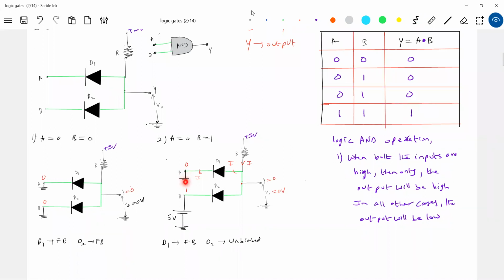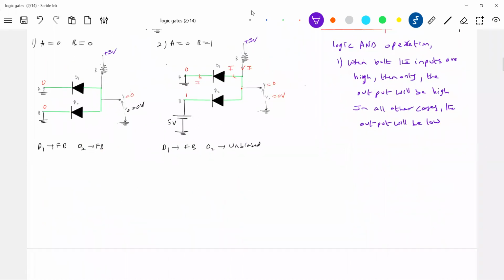So V naught equal to how much? 0. But sir, this unbiased means nothing is there, no? Sir, is it like nothing is there? So no current will flow here. I think a similar situation holds for the other case. Okay, this is, I think, logic 0. Similar situation will happen for the third case here.